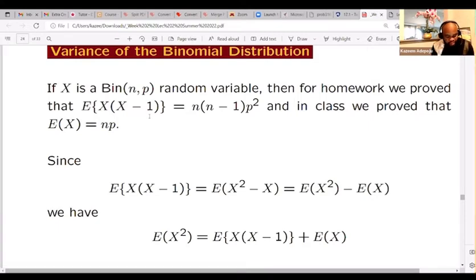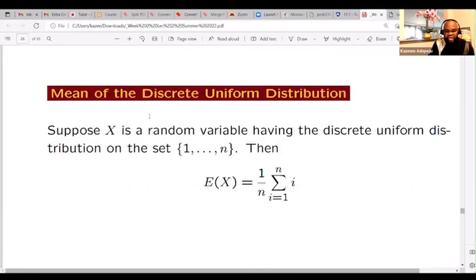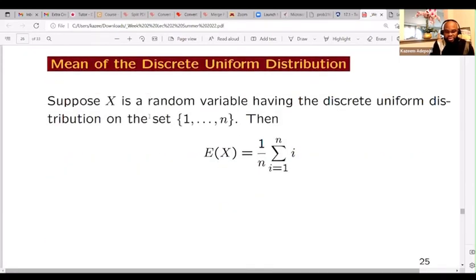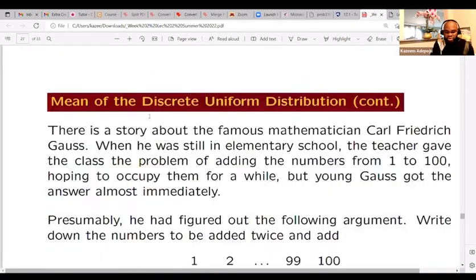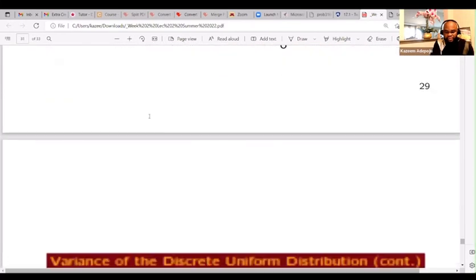So today I'm going to show how to find the variance for a binomial distribution, and what I need to do. Okay, if I want to find the variance, I'm going to show that. Then I'm also going to talk about the discrete uniform distribution, getting the expectation as well. Okay, I'm going to show all this.